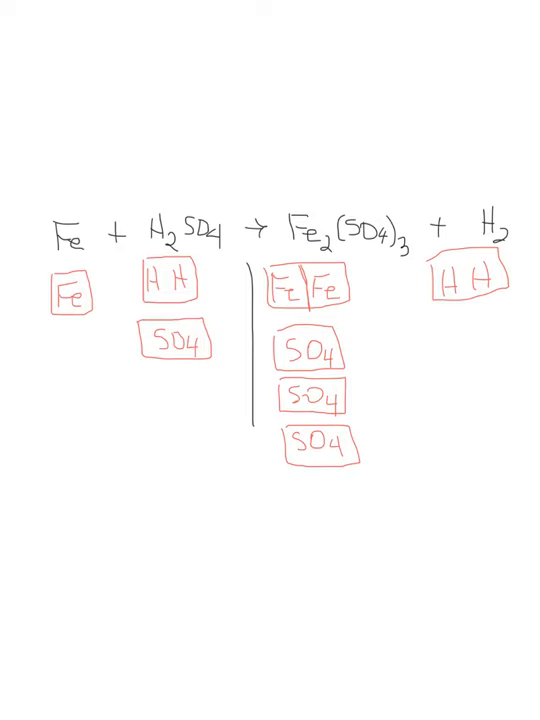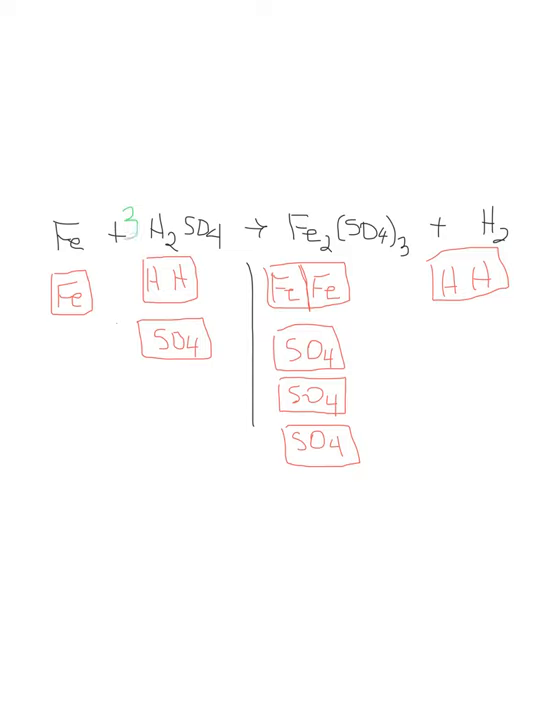Okay, so obviously the first thing that pops out at me is my sulfates. I have 3 of them here and only 1 here. And then I have 2 iron on the product side and only 1 on the reactant side. My hydrogens are balanced. Well, right away I'm going to want to balance my sulfates. And because I have 3 over here, I need 3 over here. And the coefficient that's going to help me get to that is 3. So I'm going to go ahead and put the 3 coefficient there.